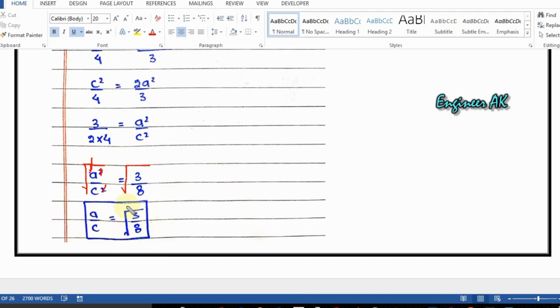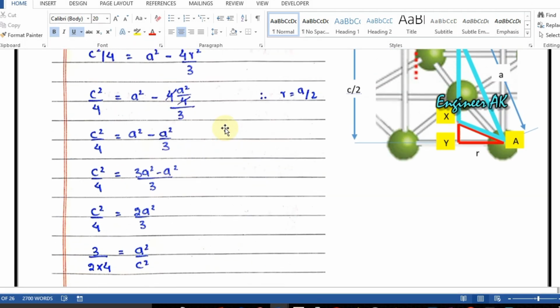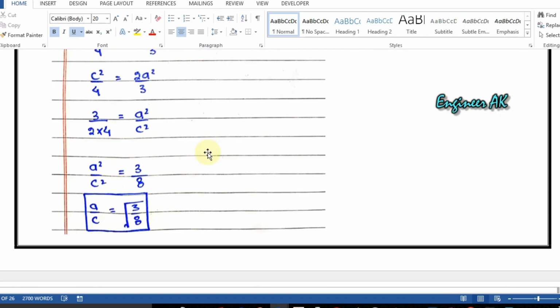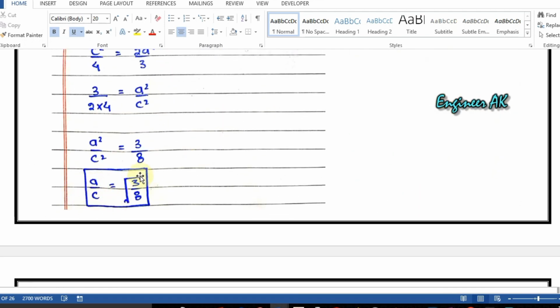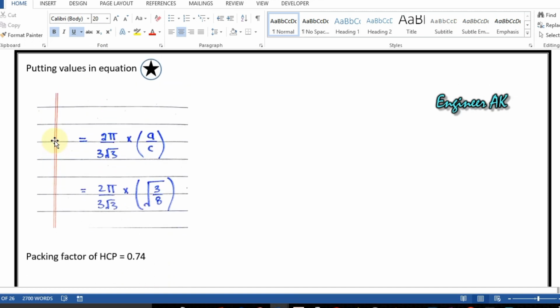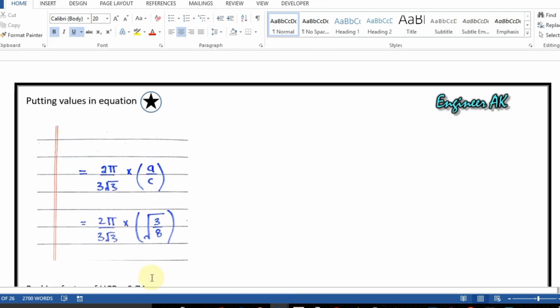Now we will plug this value into the packing factor equation star. Let me show you what that was. Equation star is 2 pi by 3 under root 3 times A by C, and here we found that A by C is under root 3 by 8. So simply we will plug in the values, and instead of A by C, I will put under root 3 by 8.